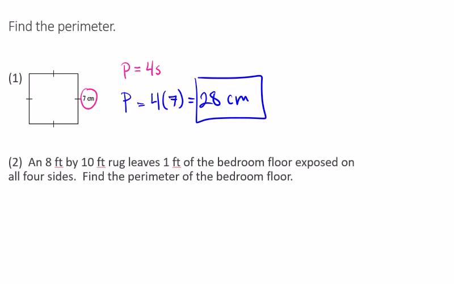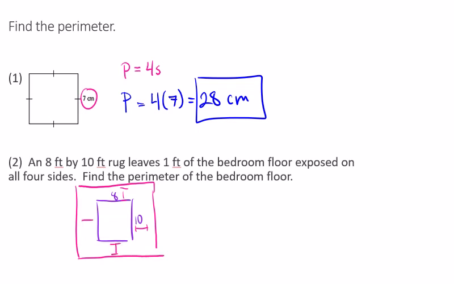All right, number two, an 8-foot by 10-foot rug leaves 1 foot of the bedroom floor exposed on all 4 sides. Find the perimeter of the bedroom floor. So you can draw a picture or you can visualize it. For me, I like drawing a picture, so I have a rug. It's 8 foot by 10 foot, but then I have 1 foot exposed on either end, right? So it's something like this. It's 1 foot on either side.